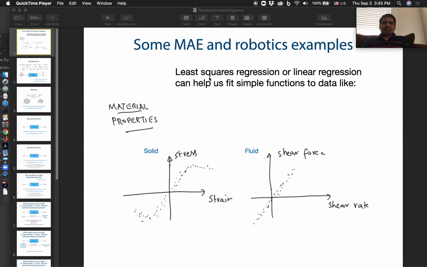So what we've done so far with least squares regression or linear regression is to fit simple functions and somewhat complicated functions to data. The data could have single input, single output, or many inputs, one output, or potentially many inputs, many outputs. And let's look at a few examples closer to MAE and robotics that have the flavor of fitting functions to data.